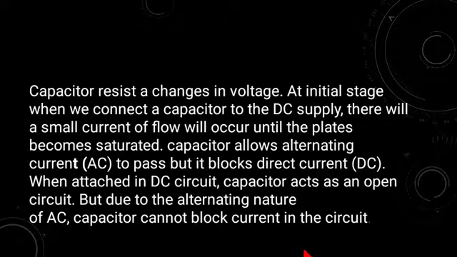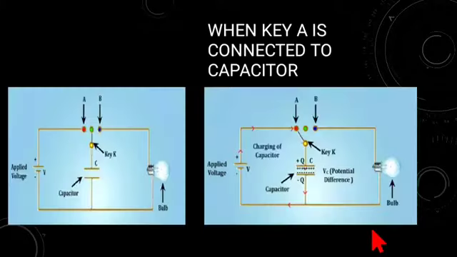At the initial stage, when we connect a capacitor to the DC supply, a small current flow will occur until the plates become saturated. Capacitor allows alternating current to pass, but it blocks direct current. When attached in a DC circuit, the capacitor acts as an open circuit, but due to the alternating nature of AC, the capacitor cannot block current in the circuit.